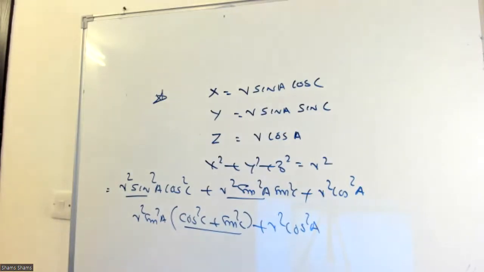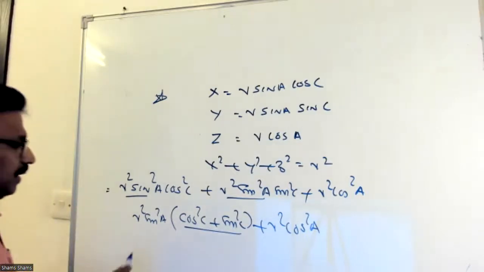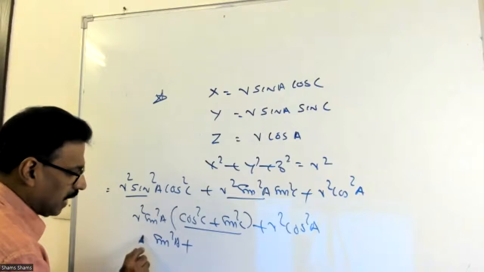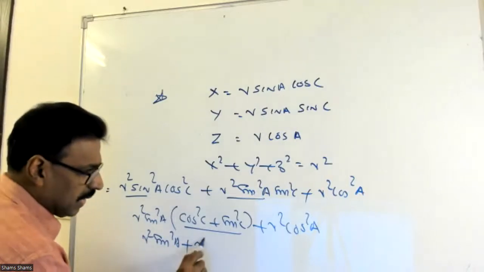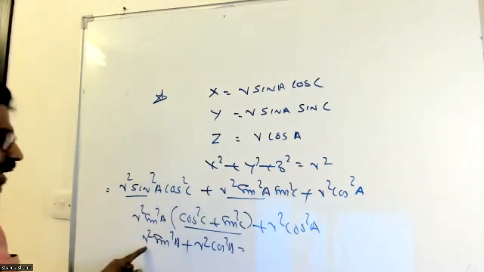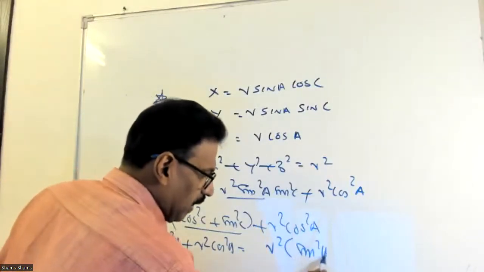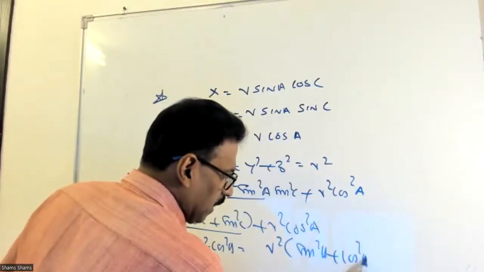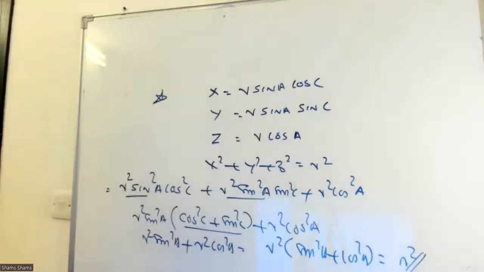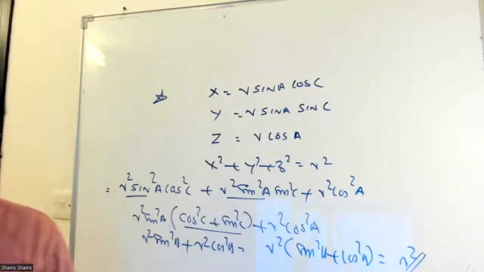Sine square C plus cos square C, how much? 1. So that is R square sine square A plus R square cos square A, because this is 1. Now R square outside, into sine square A plus cos square A. So that is equal to R square. Look, because sine square plus cos square is 1, that is equal to R square. Okay, copy first.